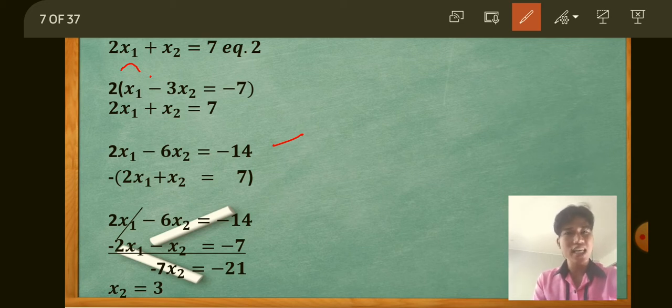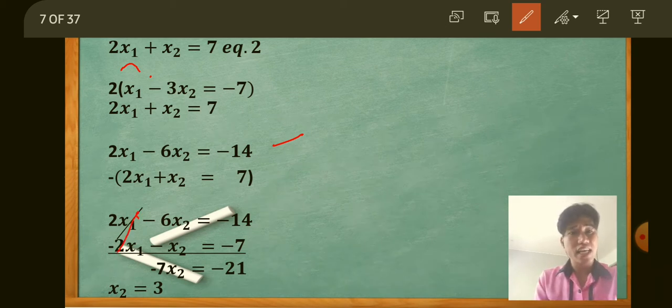So negative times (2x1 + x2 = 7). Through that, we multiply by negative, so it becomes -2x1 - x2 = -7, because we multiplied equation 2 by negative. Through that, we can cancel x1 in the equation. The remaining is the variable x2.